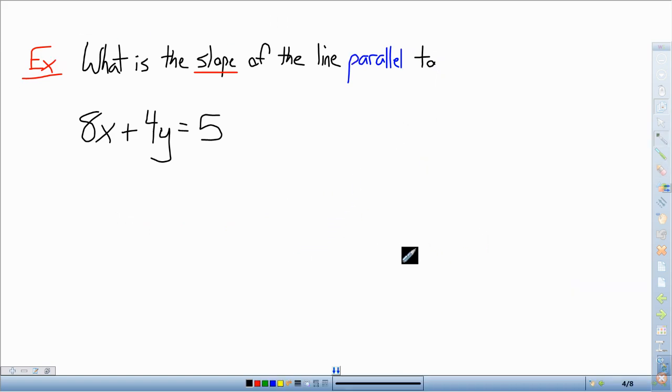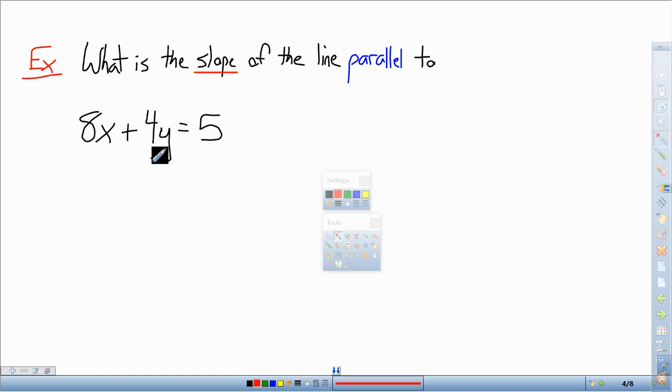Okay, so we know that the slope of the line that's parallel to this line here is also going to be the same as the slope of this line. So that's really the question: what is the slope of this line? Well, to figure that out, one way of doing it is to get this equation into slope-intercept form. That's all we really need to realize. We're solving this thing for y, figuring out what the slope is, and then we'll know the slope of a parallel line.